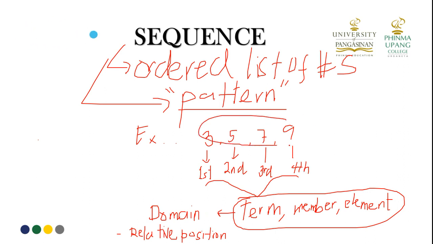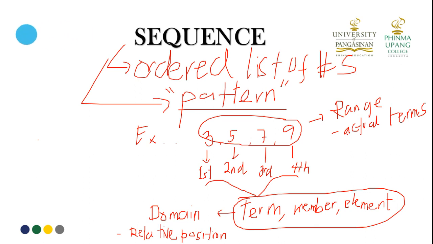Sir, anong tawag naman sa 3, 5, 7, 9 as our prime sequence? So, tawagin natin siyang range. So, sir, ano ba yung range? Yun yung actual term. So, once again, yung 3, 5, 7, 9 is the range, or ang meaning po ng range natin is actual terms. And again po, yung first, second, third, and fourth, or the position is the domain. Are we clear po? Naintindihan ba yun, Adonis? Yes po.